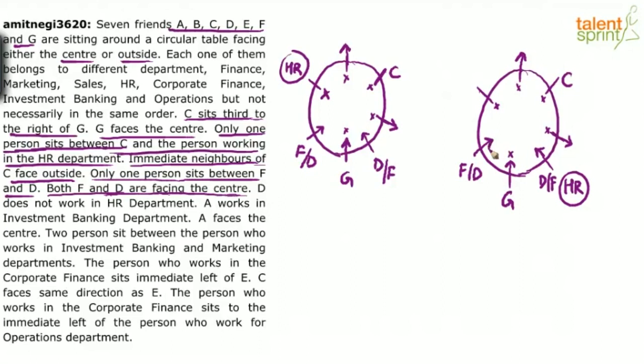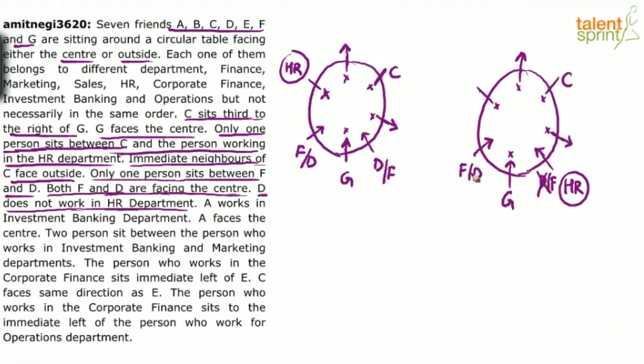You're able to follow? Now which is F and which is D is not clear, but definitely these two positions are blocked for them and both of them are facing center. Next point, D does not work in the HR department. Now see, here anyway D is not working in the HR department. If you look at case 1, D is not coming for HR department, but in case 2 we can eliminate one possibility. D does not work in HR department, so D cannot come here.